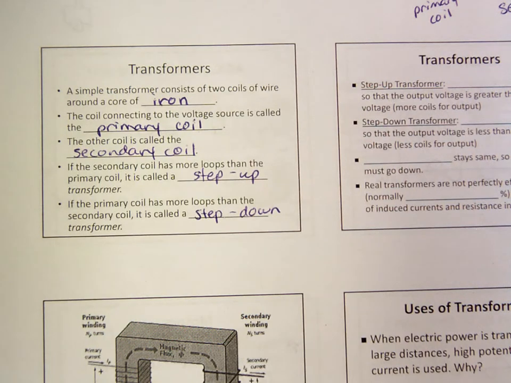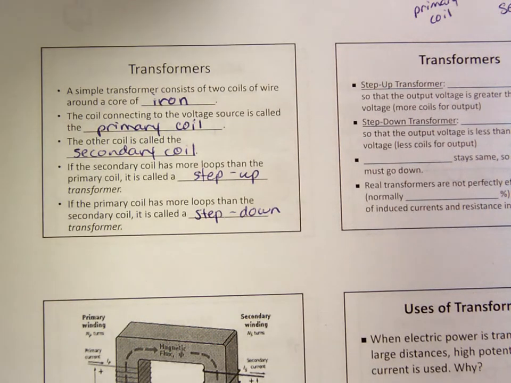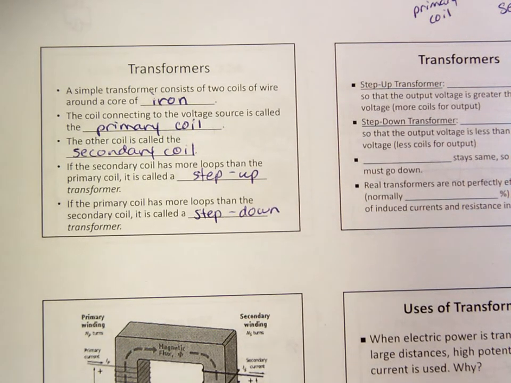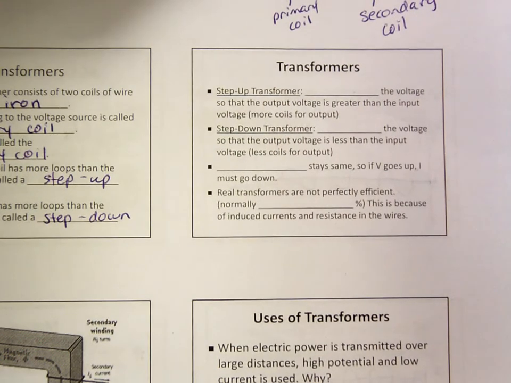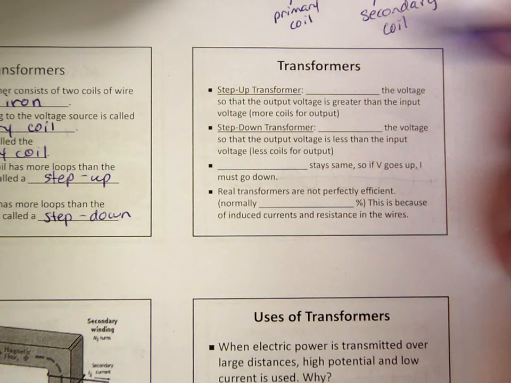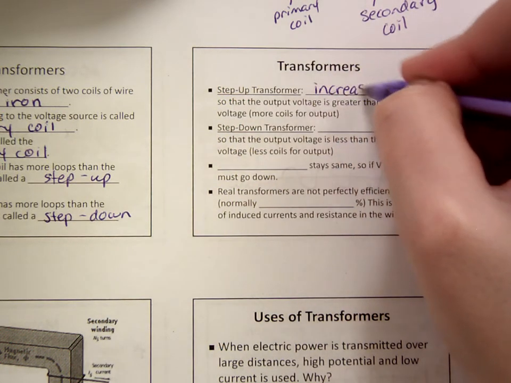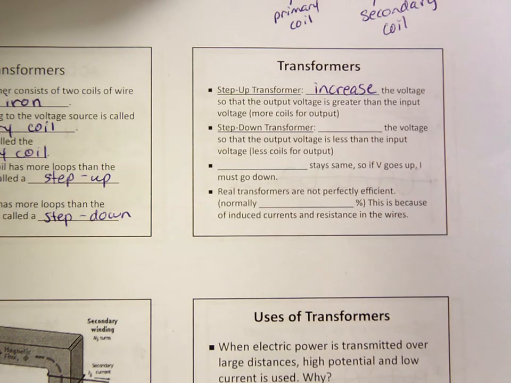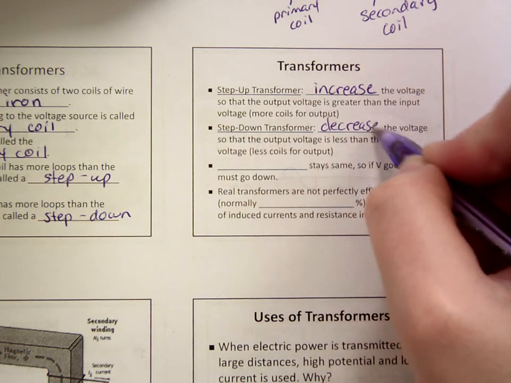In the United States, our current alternates at a rate of 60 Hertz, and we get about 120 volts out of our outlets. That's not the same in every country. So if you go to another country, you might find that you have to have an adapter. That adapter is actually a transformer. It's either going to increase or decrease the voltage to make it what you need for your appliance. So a step-up transformer would increase the voltage from your source. A step-down transformer would decrease the voltage from the source.